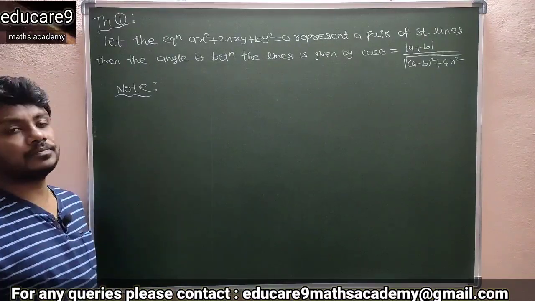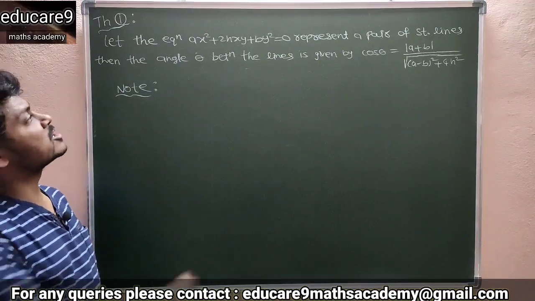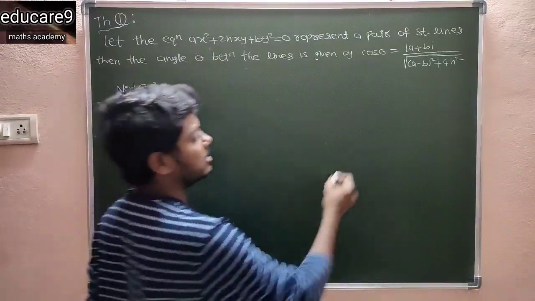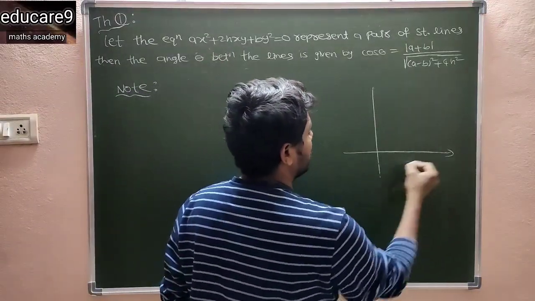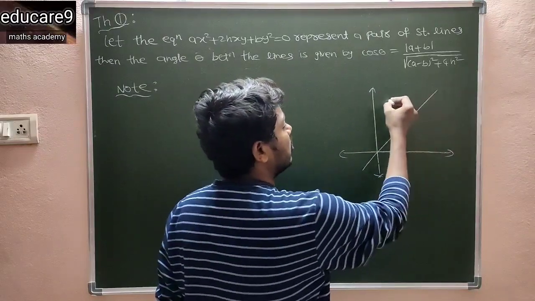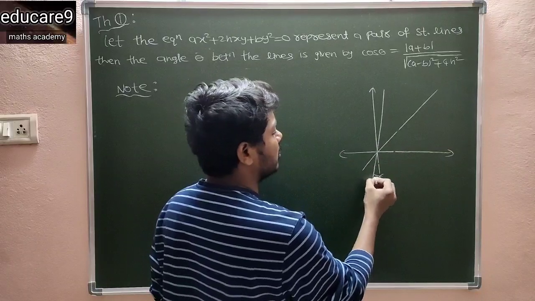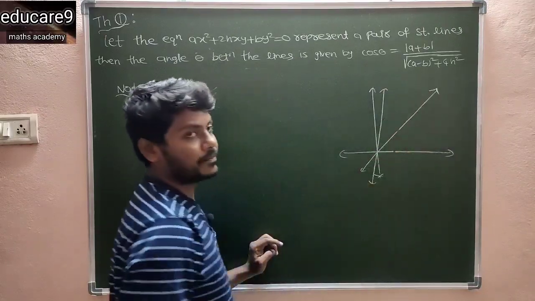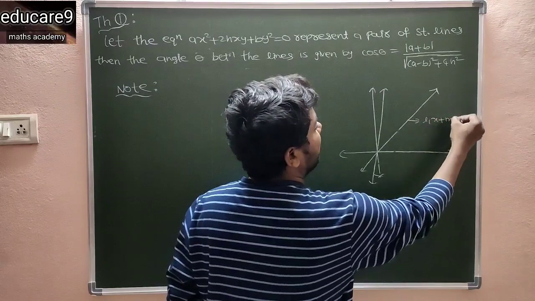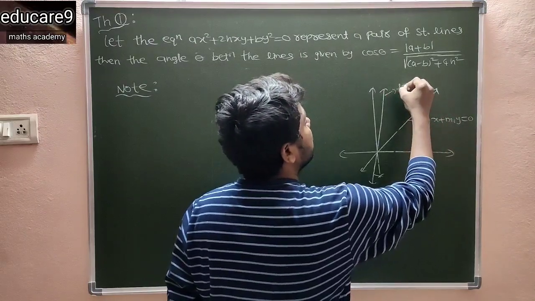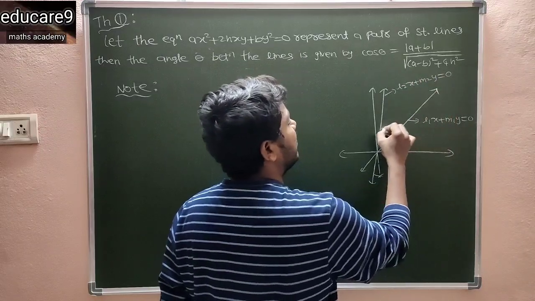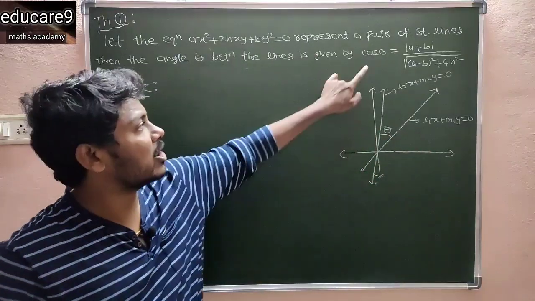So next is here note. Once you observe the first theorem, let the homogeneous equation represent two pairs of lines. You know that homogeneous equations pass through the origin. Suppose these are L1x plus M1y equals 0 and L2x plus M2y equals 0. If the angle between these two lines is theta, then cos theta is what?